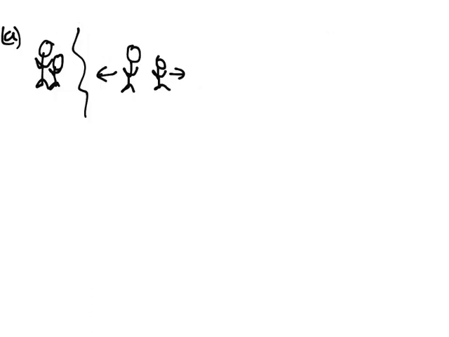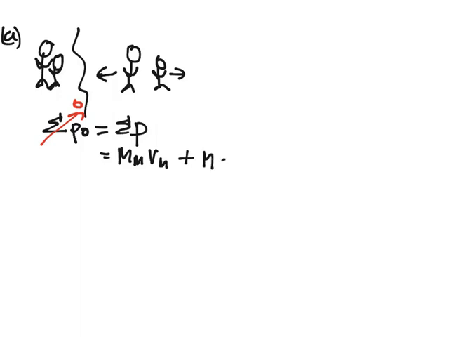Alright, so part A, we want to know the initial speed of the son after the push. So we're using conservation of momentum. We know at the very beginning they were just standing together, so their total momentum at the beginning had to be 0. And then afterwards, we can go ahead and plug in the mass of the mother times velocity of the mother plus mass of the child times velocity of the child. Okay, and that all has to be equal to 0.